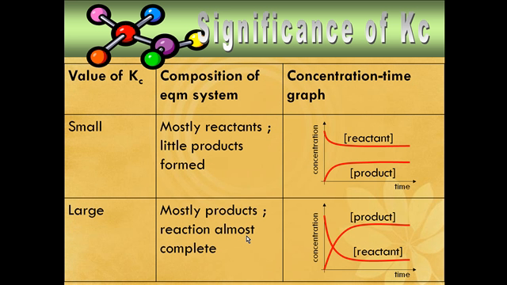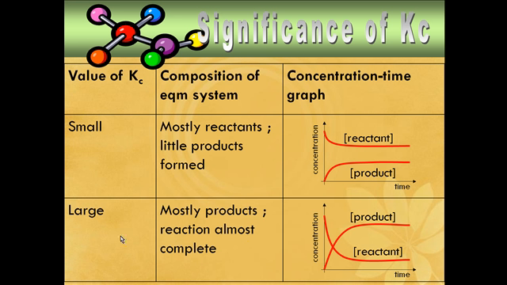Now over here we have a table summarizing the significance of Kc. What happens if the value of Kc is small? What does it tell us about the composition of the equilibrium system, and how is it being represented in the concentration time graph? So let us consider the two values, one big and the other one small.